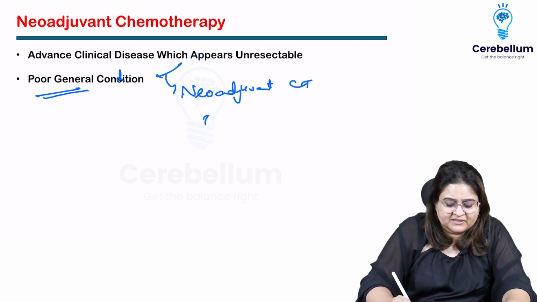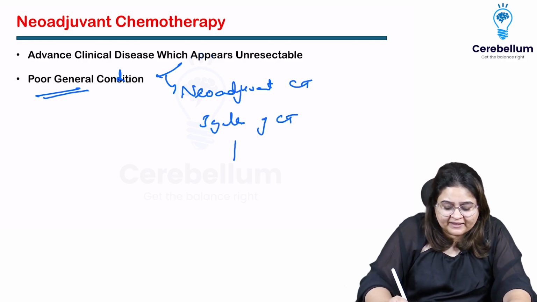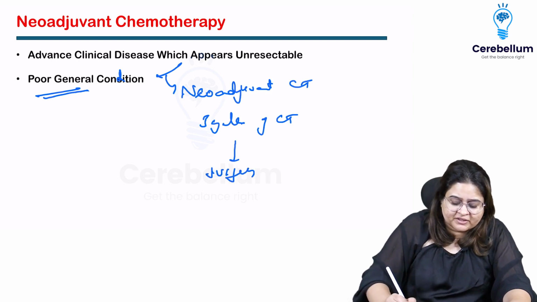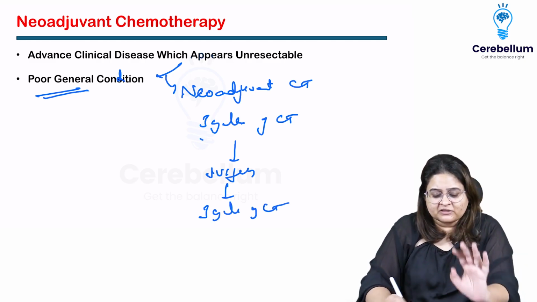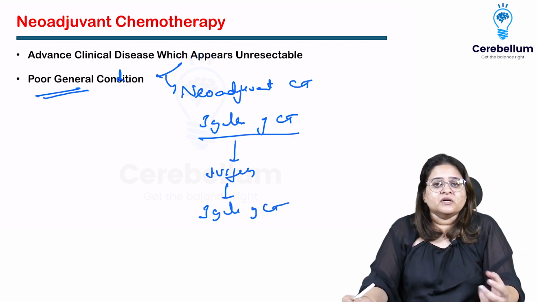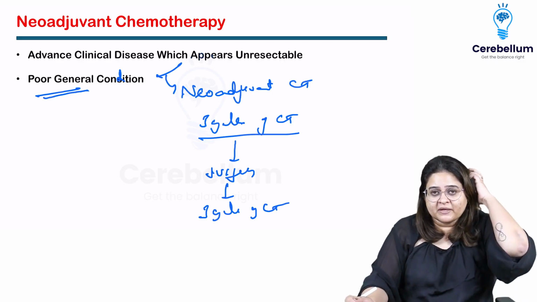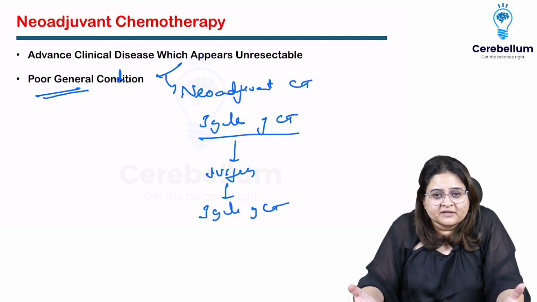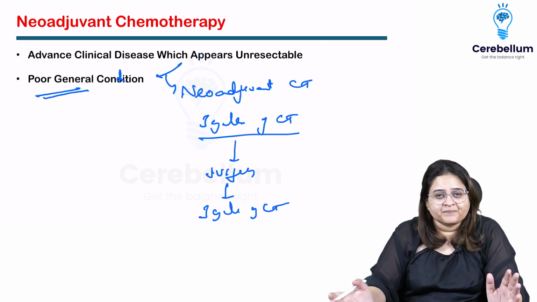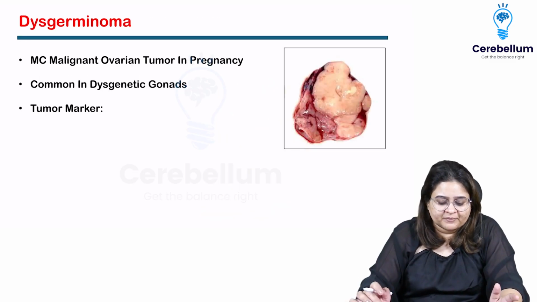That means give 3 cycles of chemotherapy, okay, and then operate, then do surgery, and then follow up with 3 more cycles of chemotherapy. So these initial 3 cycles are going to melt the tumor. They're going to reduce the tumor bulk and make her more operable, or they will improve her general condition, and then you can operate after 3 cycles of chemotherapy.